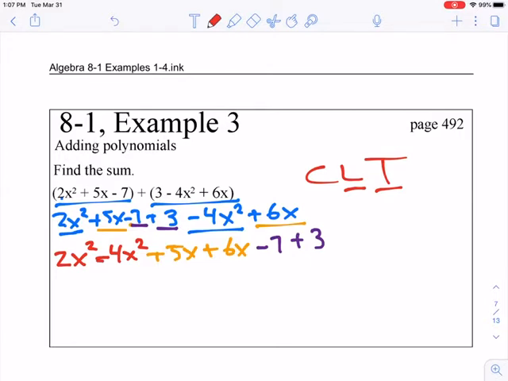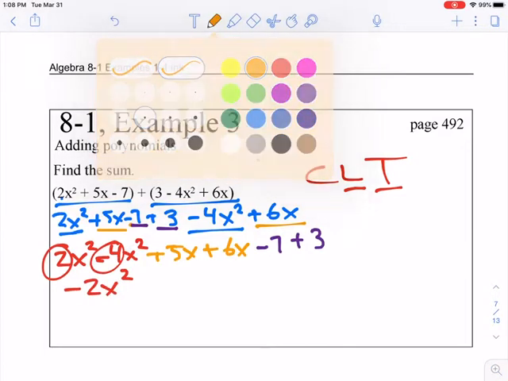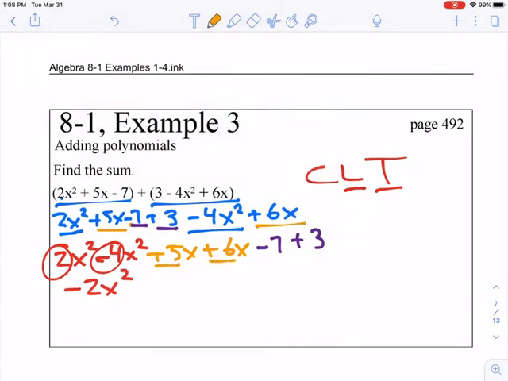All right, so 2x squared minus 4x squared. With these, all you do is compute with your coefficients. So 2 minus 4 is negative 2, so you have negative 2x squared. Over here, you've got plus 5 and plus 6, so that's plus 11x. And then with the constants, that's a pretty basic operation. Negative 7 and positive 3 give you negative 4. So your final answer is this. We now have a combined polynomial that is a trinomial because there are three terms. The leading coefficient is negative 2 and its degree is 2.